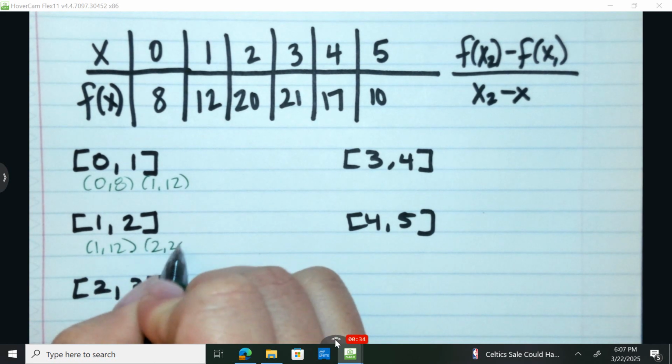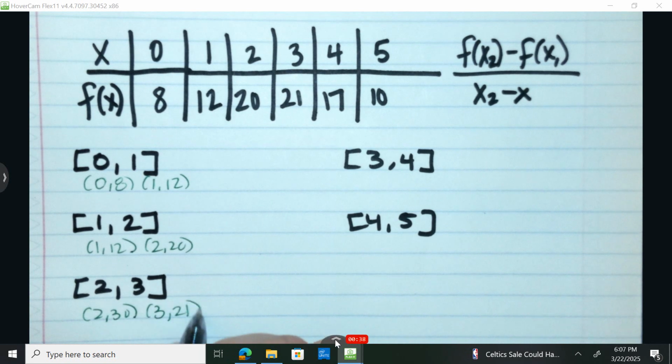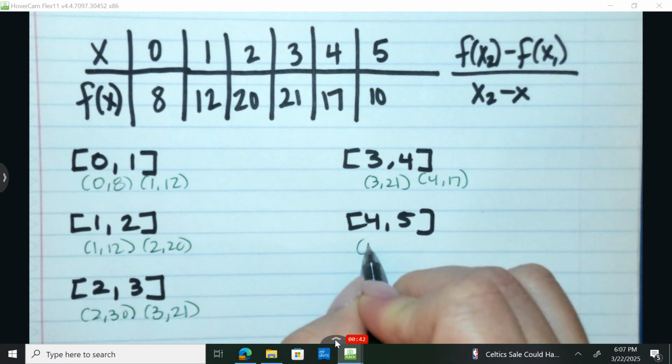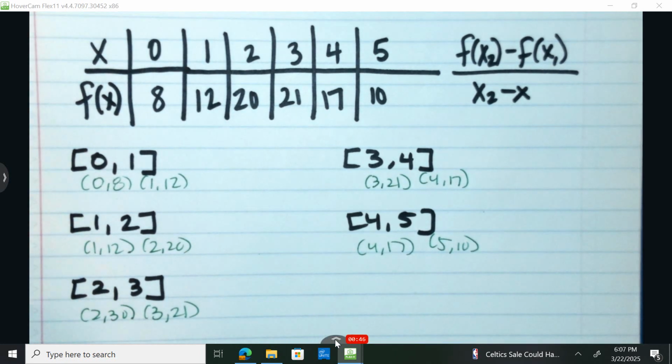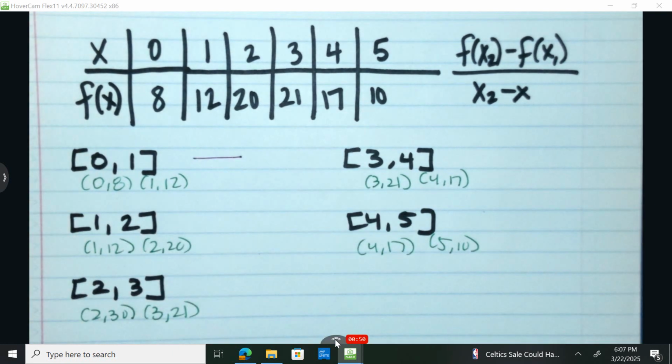2 goes with 20 and 3 corresponds to 21. 4 goes to 17 and 5 corresponds to 10. Okay, so I'm going to go ahead and just set these up quickly.